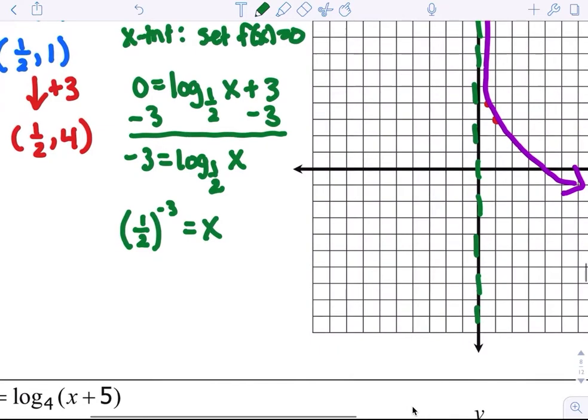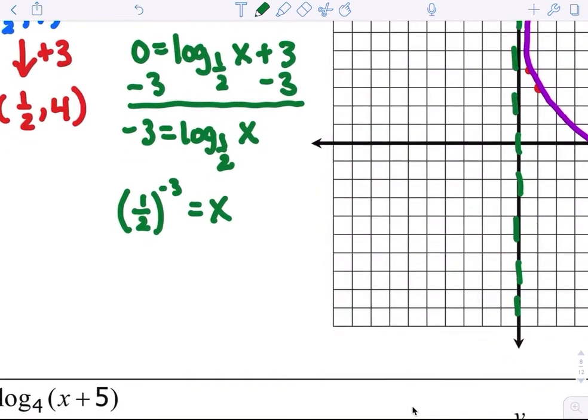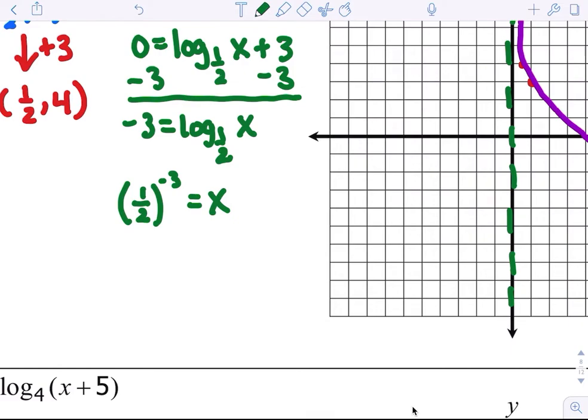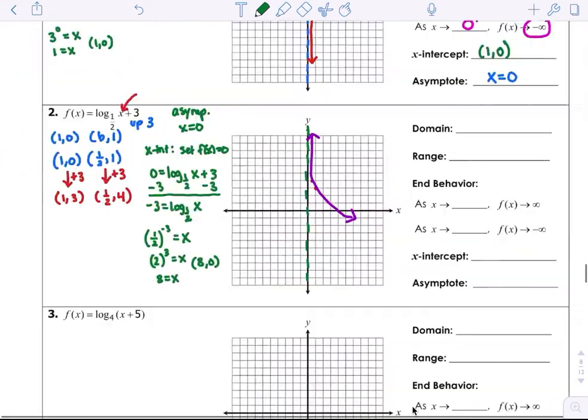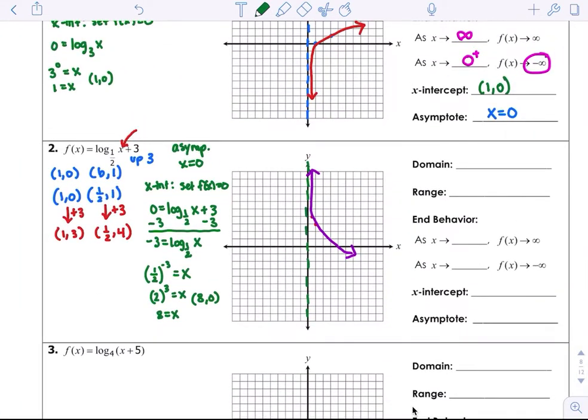When you have a negative exponent, one strategy you can use is to take the reciprocal, and then you'll have a positive power. If we take the reciprocal on the inside, it's 2 over 1, but 2 over 1 is just 2. Now it's to the positive 3 power is equal to x, and that's 2 to the 3 equals 8, so x is 8. That is 8 comma 0, our intercept. So we had x equal to 0 for the asymptote, and we have 8 comma 0 for the x-intercept.